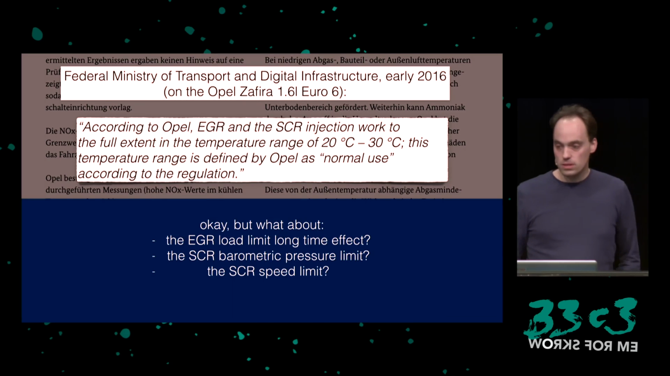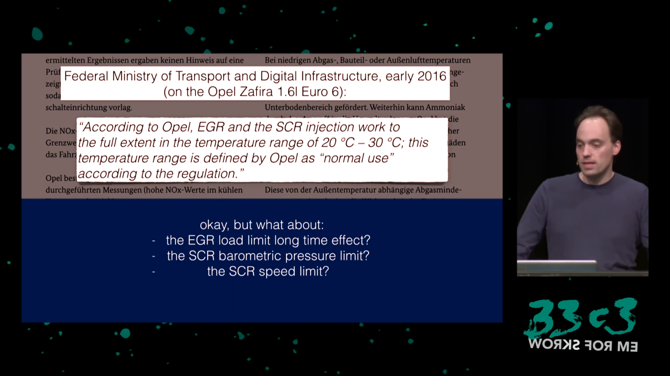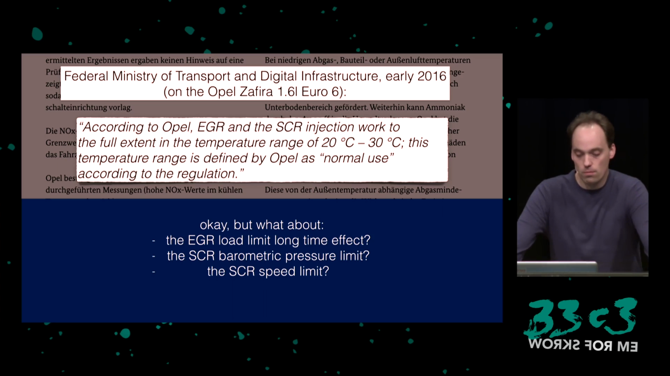So going back to this quote, that the EGR and SCR injection work to the full extent in the temperature range of 20 to 30 degrees Celsius. Okay, but what about the EGR load limit? And what about the barometric pressure limit for SCR? And what about the SCR speed limit? That would not be to the full extent, right?